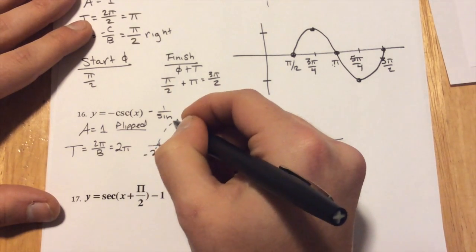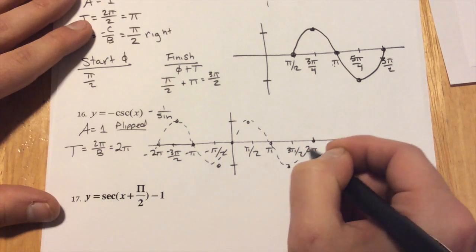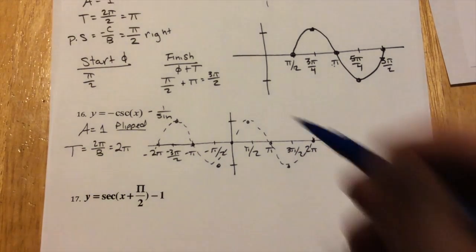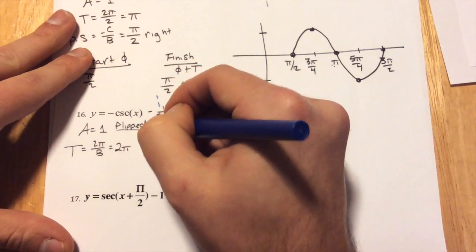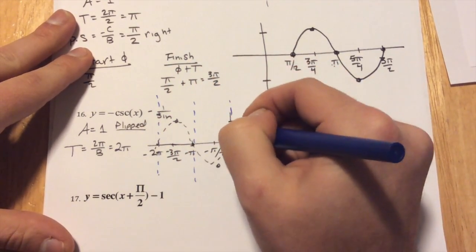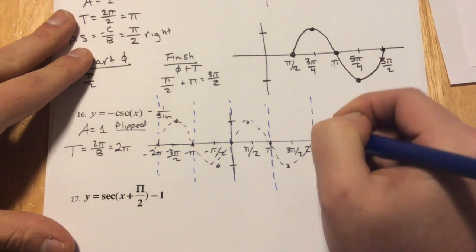I'm going to do a little dashed graph for my invisible sine. And then in a different color, wherever this is 0, I'm going to get a vertical asymptote. So here are my vertical asymptotes.